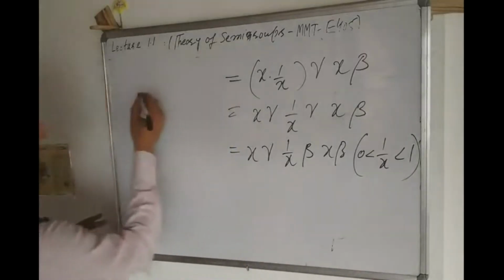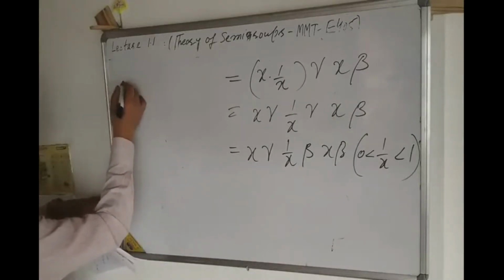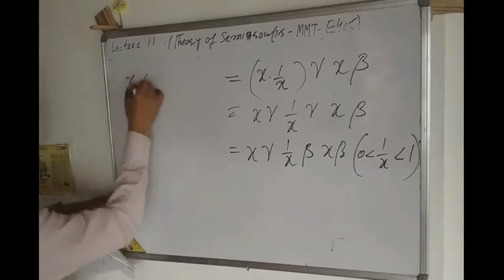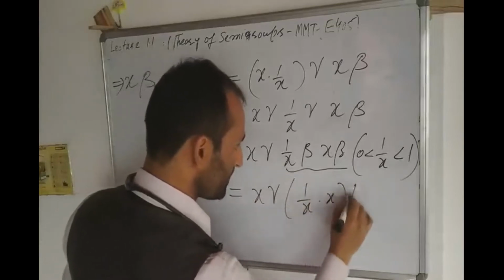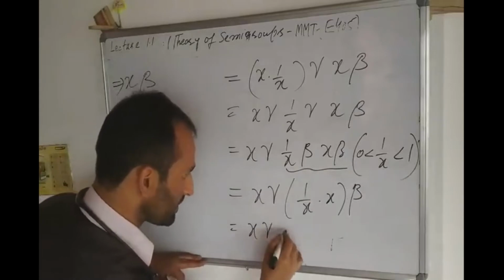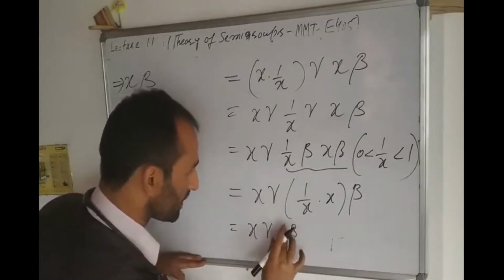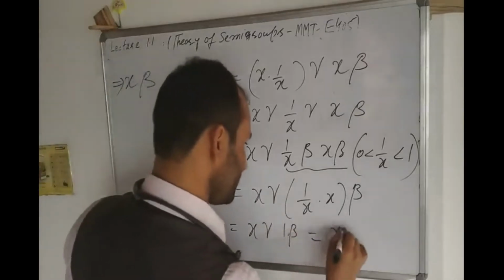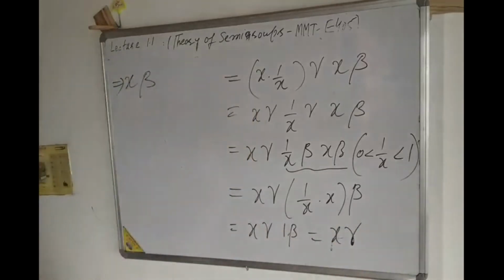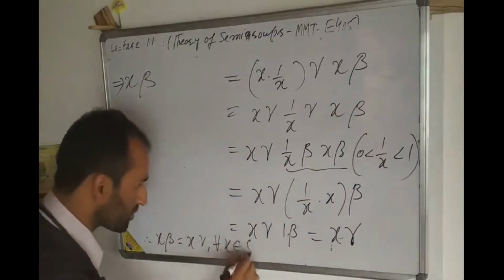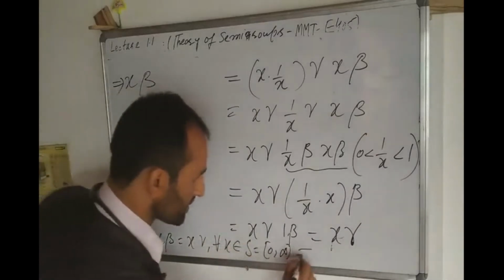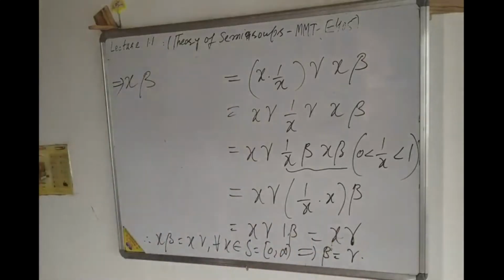So this is equal to x gamma into 1 by x beta into x beta. Now apply the morphism property of beta. It's 1 over x into x beta, which is x gamma into 1 beta. But 1 of beta is 1. So it is equal to x gamma. Thus x beta is equal to x gamma for all x belonging to S, which is 0 to infinity, which implies beta is equal to gamma. So thus I is an epimorphism.